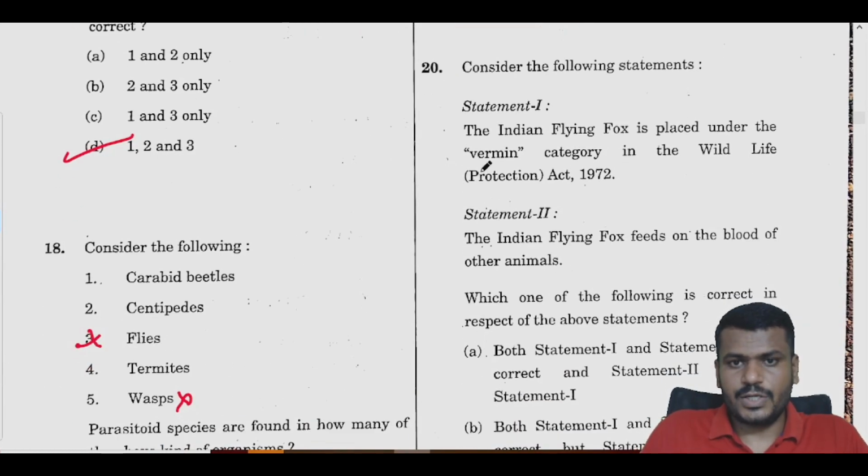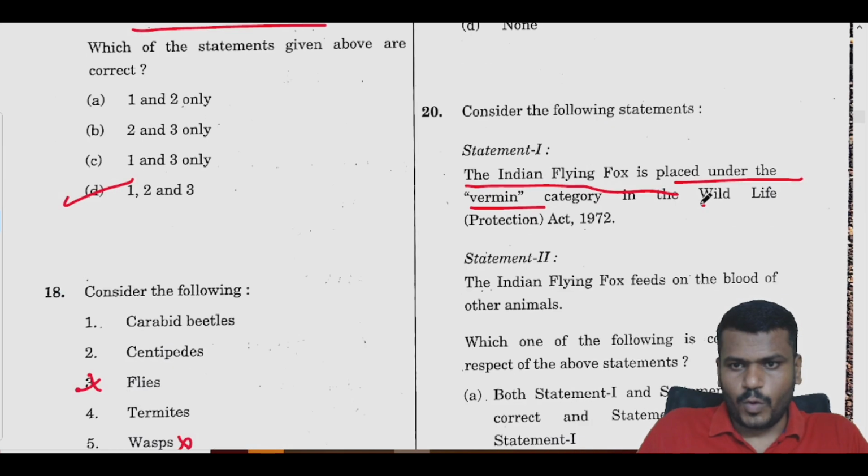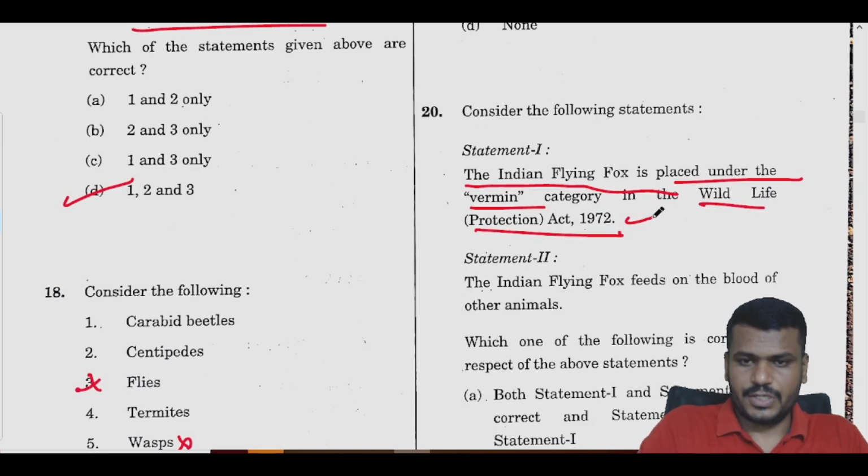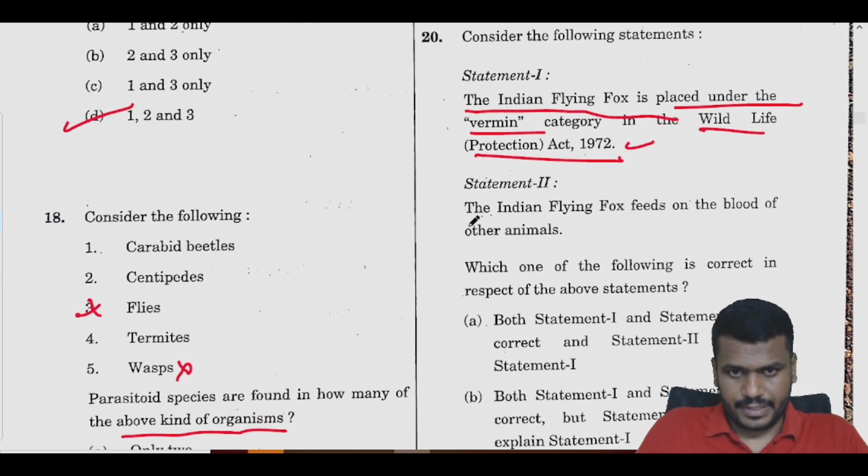Next, the 20th question. This is also again in the news. The Indian flying fox is placed under the vermin category in the Wildlife Protection Act of 1972. Again, these are in the news, but very difficult to remember, guys. The Indian flying fox feeds on the blood of other animals.